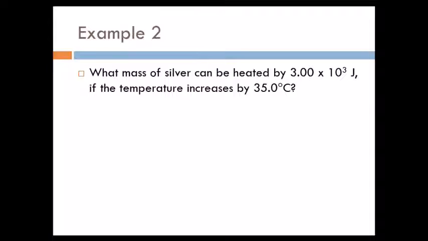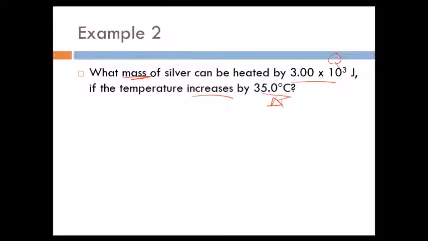You don't have to just solve for Q. In this case, they want you to find the mass of silver. And here, 3.00 times 10 to the third joules is going to be your Q value. This is your delta T, the change in temperature, because it's increasing by 35.